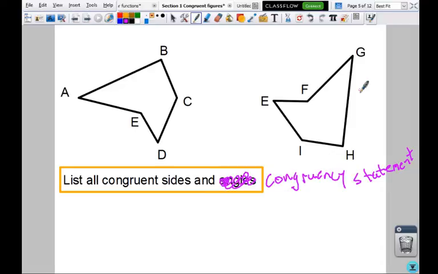Right, it's basically that they still have the same shape and size, but it may not be facing the same way.